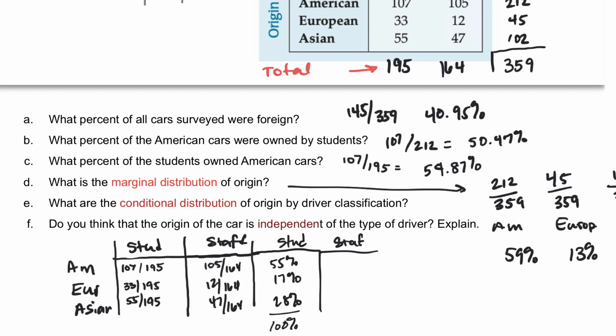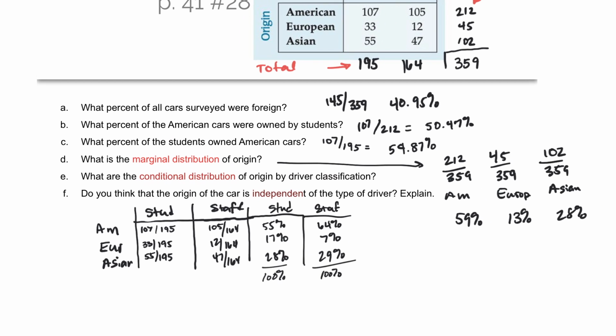Okay, and for staff, we would end up getting similar results, but for staff, American would be 64%. We had 7% for European and 29% for Asian. Okay, and here again, we're still getting 100%. That's just a good way to double check that I didn't make any silly mistakes. A lot of the times you can definitely do that.